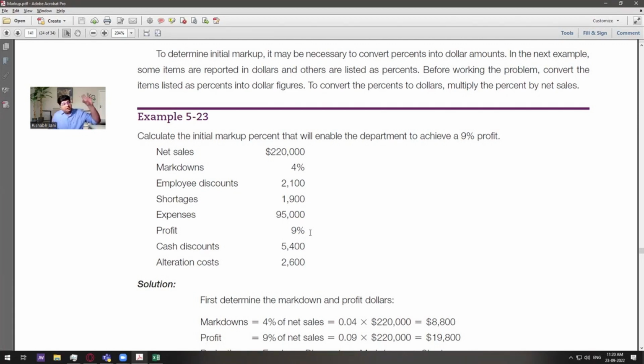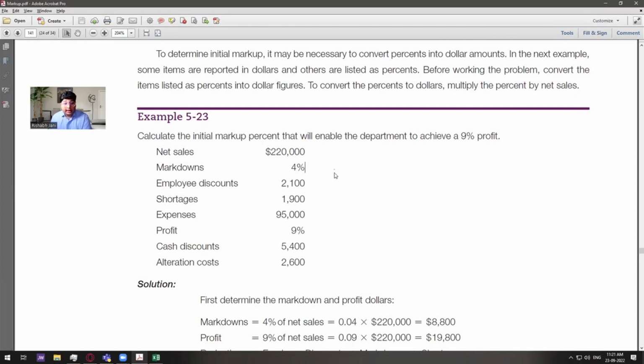Remember we discussed there was a key figure that was 100%. The retail price, or in this case, the overall sales that are made. Because you only get profit from selling things, right? You don't get profit from just adding a retail price to something. So profit is a percentage of net sales. In this case, net sales is how much? 220,000. Same thing with markdowns. What is markdowns a percentage of? The net sales. Perfect.